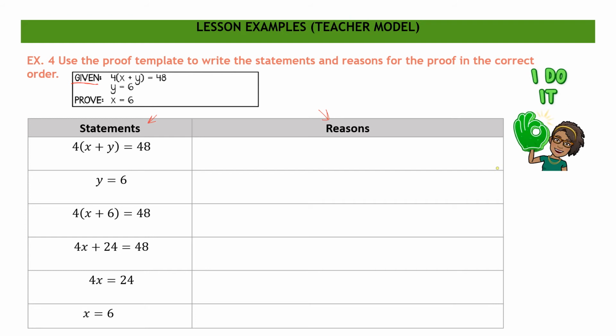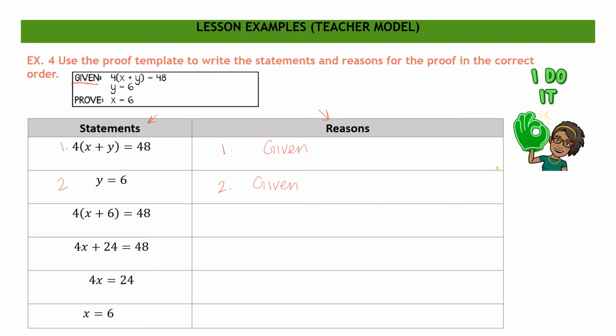So the very first thing we do in a 2-column proof is write the statement. So we have statement number 1 here, and statement number 1 was given in the problem. It's right here at the top: 4 times the quantity of x plus y equals 48. So because this was given, the reason in this proof is going to be given. We have the second statement here, so let's be consistent. That's the first statement, this is the first reason. So we have the second statement and the second reason. The second statement here is y equals 6, which is also given. So since that statement is given, the reason is also given.